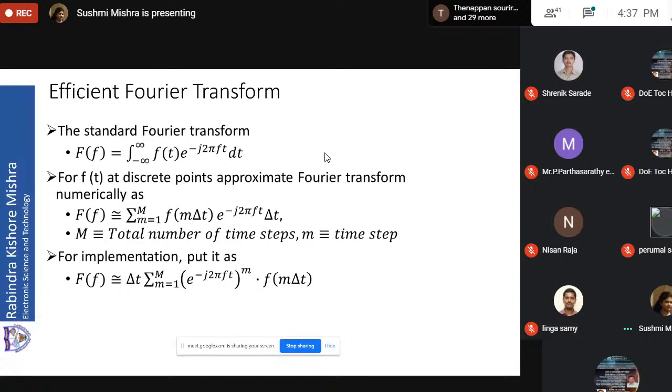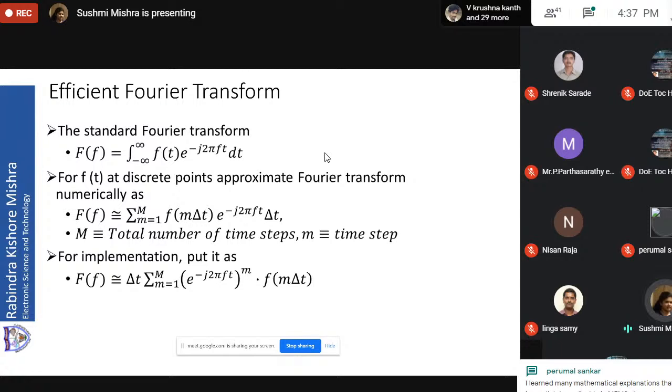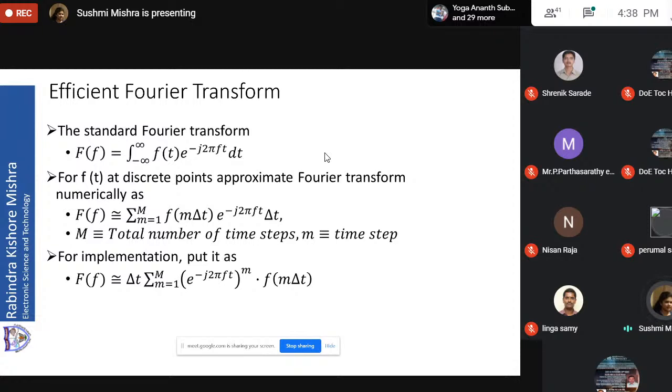Then, as I told you, everything is done in the time domain. Then we have to go to the Fourier domain. So for the Fourier domain, or the frequency domain, we have to take a Fourier transform. So use the usual Fourier transform. If you have a program for that, use that.